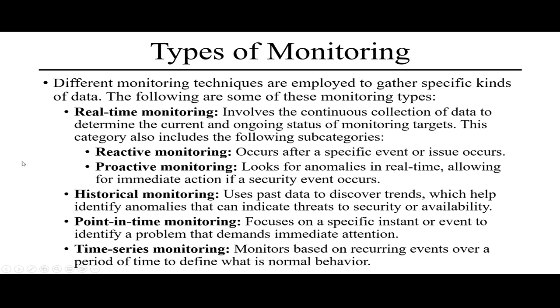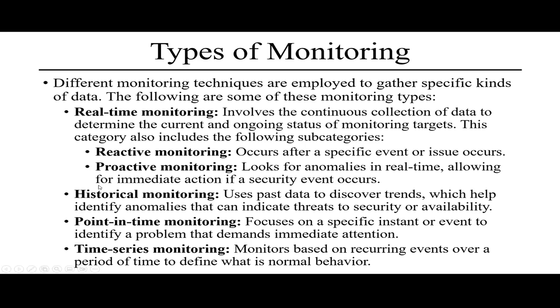Now, there are also multiple types of monitoring. There's real-time monitoring. It is the continuous collection of data to determine the current and ongoing status of monitoring targets. There are two subcategories of real-time monitoring. There's reactive, which occurs after a specific event or issue occurs. In other words, we're monitoring systems and applications after a security event happens. And then there's proactive monitoring, where we're constantly doing it whether or not an event has happened. This is to catch an event in the act.